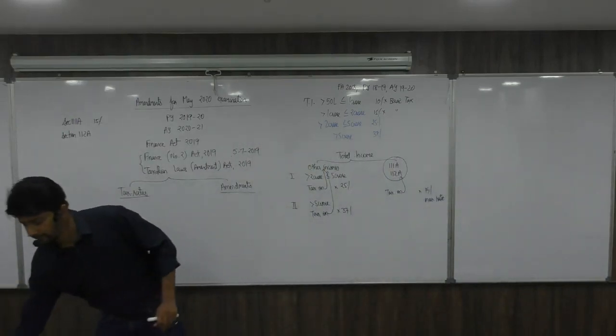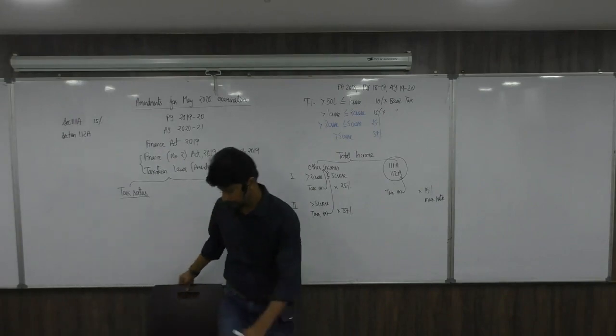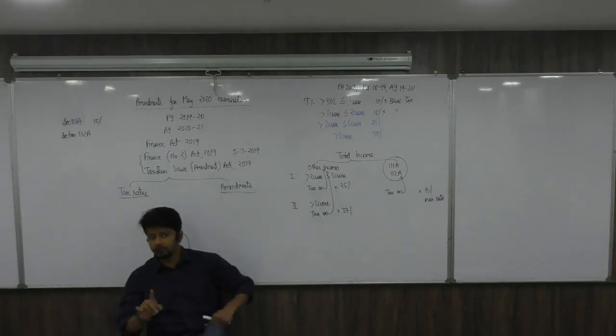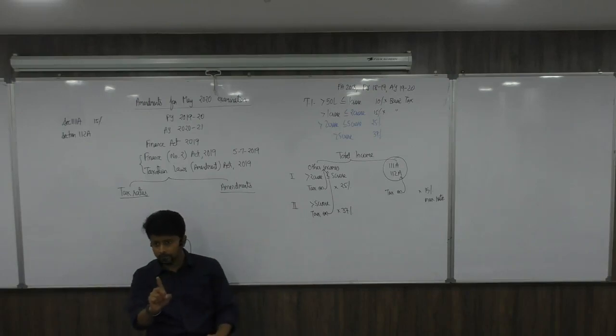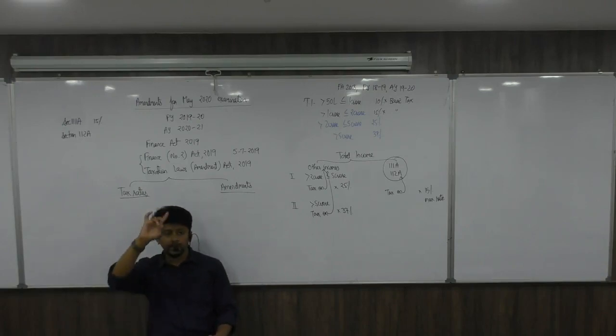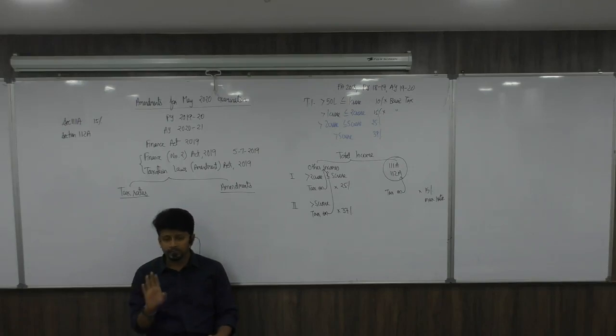Understand this properly. The split is not to be done. Such a split is not to be done if your total income is up to 2 crores. So going in a sequence, if the total income exceeds 50 lakhs but does not exceed 1 crore, rate of surcharge is 10%. Then it is 10%.